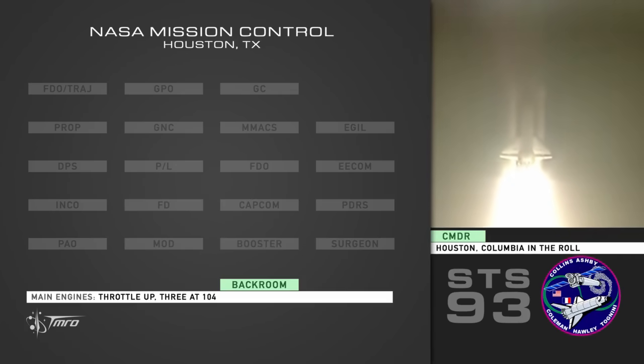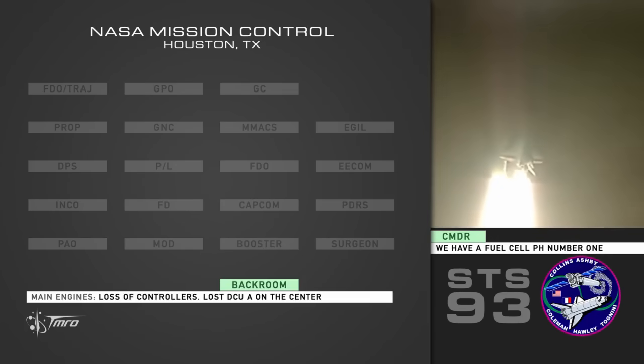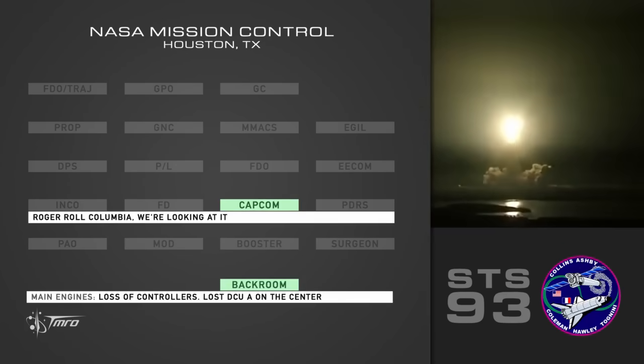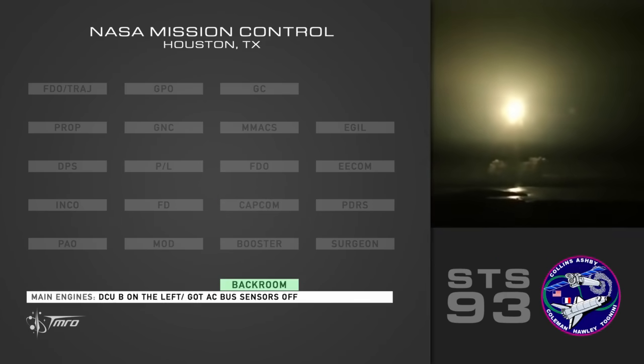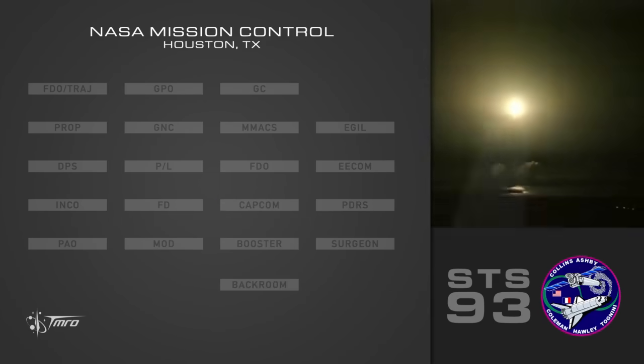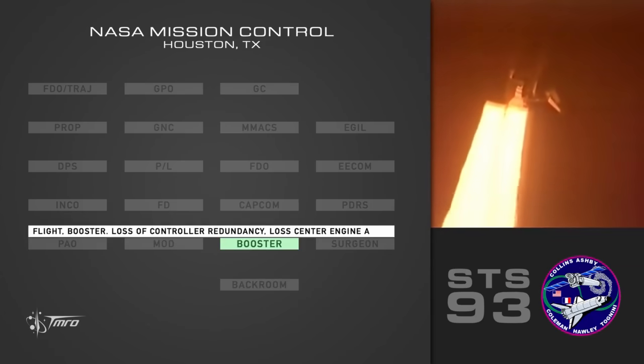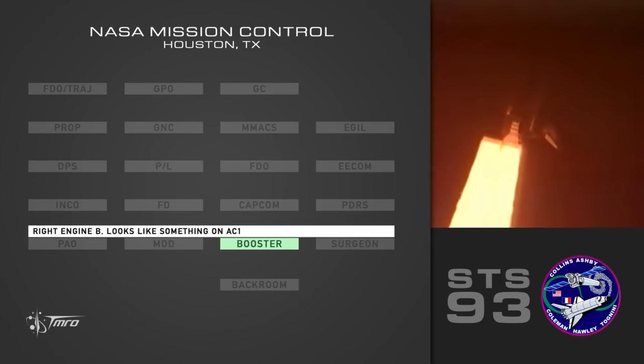All up, 3104. In a row, we've got Flag, a fuel lost cell controller, number 1. Lost DCU-A on the center, DCU-B on the left. And AC buttons off, no action on the fuel other cell. Two AC. Flight booster lost control redundancy, lost center engine A, right engine B looks like something on AC1.